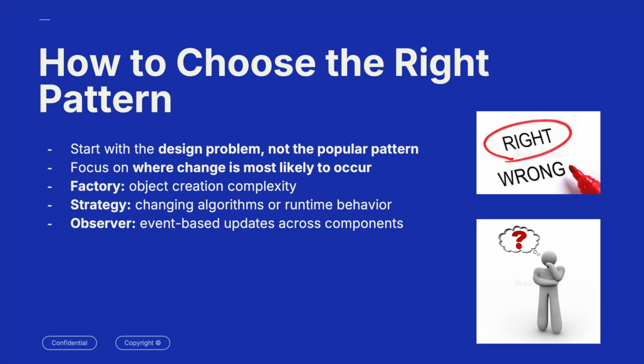Choosing the right pattern is ultimately a software engineering judgment problem. The key question is not which pattern is popular, but rather, what design problem am I trying to solve? Good design starts with identifying where change is most likely to occur in the system. If the challenge is object creation complexity, factory is usually a strong fit. If the challenge is changing algorithms or runtime behavior, strategy is often the best. If the system requires event-based updates across multiple components, observer is the natural choice.